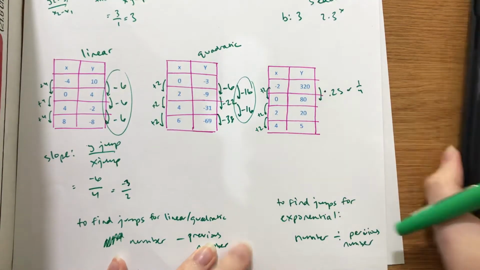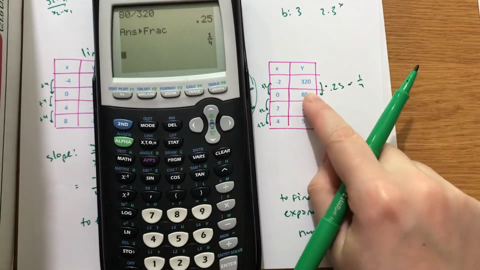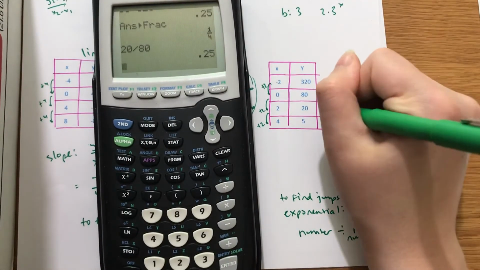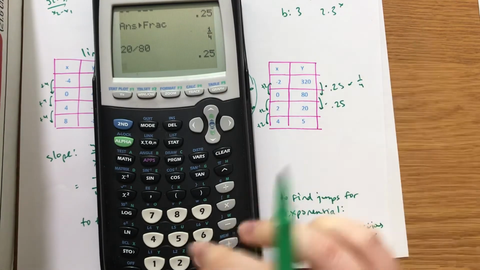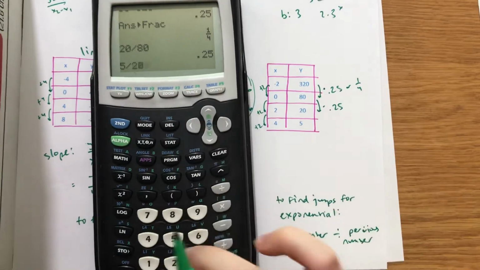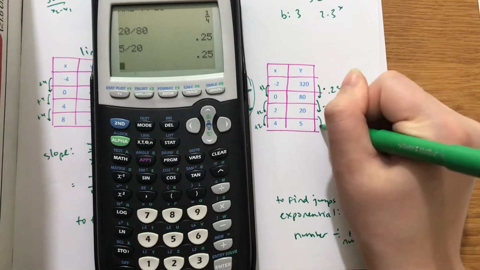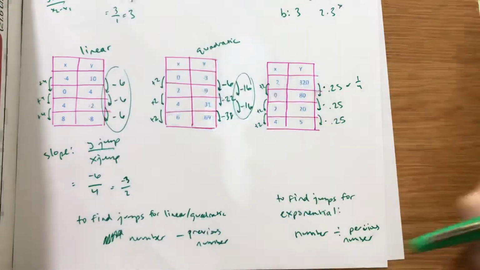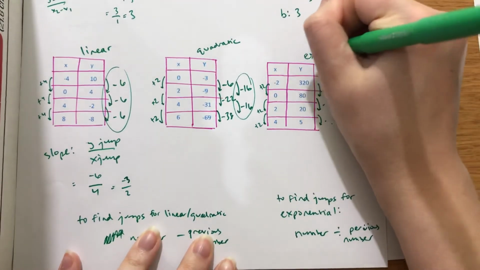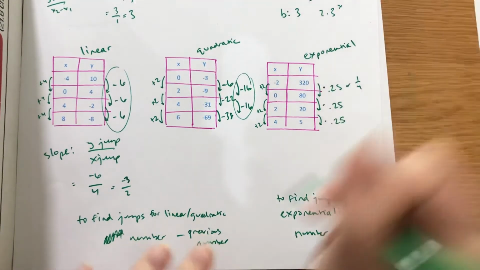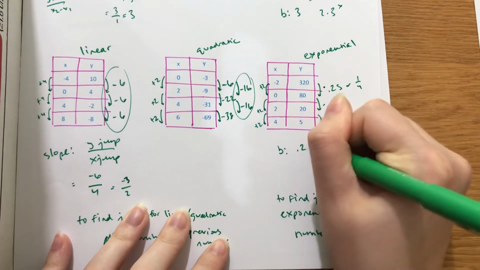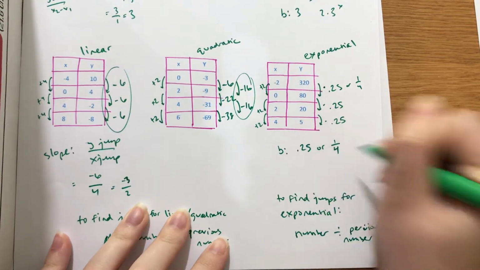So let's see if that's still true. Let's try the next one. Take your number divided by the previous number. 20 divided by 80, 0.25. Multiply by 0.25, and then 5 divided by 20, 0.25. So this one's an exponential. And our b value, our multiplier, is 0.25, or I like 1/4.